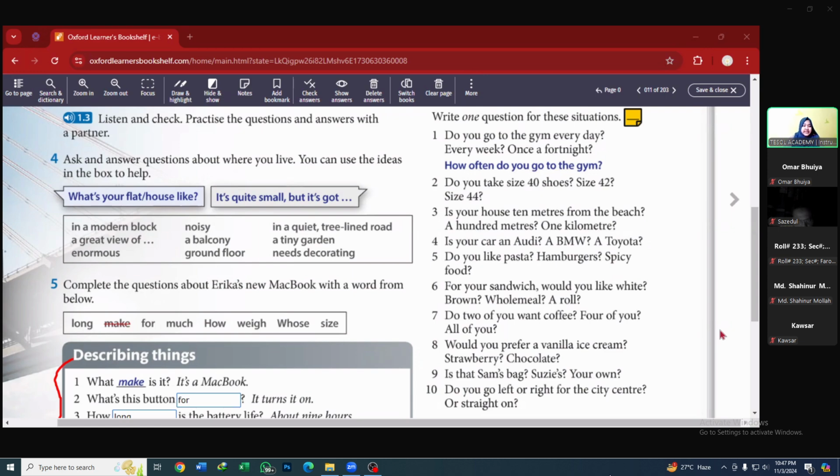Okay, number 8. Mr. Farooq, can you try number 8? Would you prefer a vanilla ice cream, strawberry, chocolate? What will be the question for number 8? Mr. Farooq?